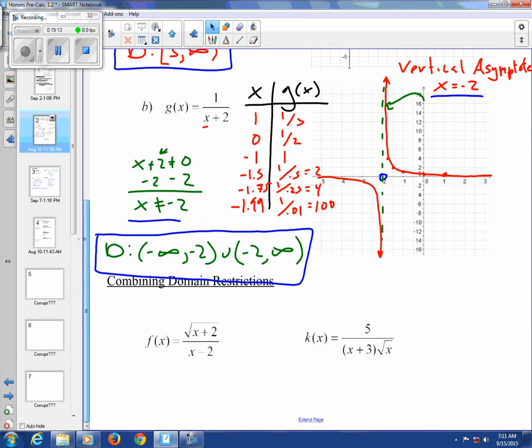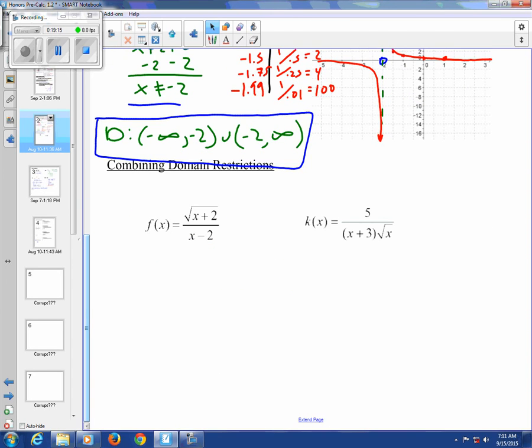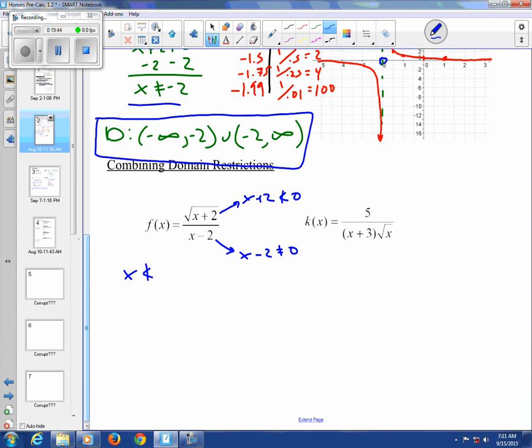Okay, so we want to talk a little bit about combinations of restrictions. I'm going to go ahead and show you guys this first one, and then I'm going to let you guys try the second one. If you want to try both of them, you can pause the video right now. Okay, so right here, I'm scanning my function for possible restrictions. This one's got a bunch of them. Right here in my numerator, I can't have x plus 2 be less than 0. And in my denominator, I can't have x minus 2 equal to 0, right? So basically, the two restrictions I'm going to have is x cannot be less than -2, and x cannot equal 2.